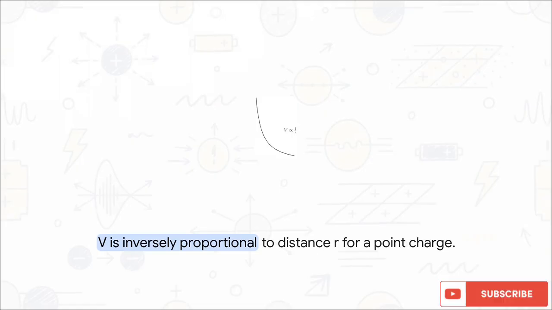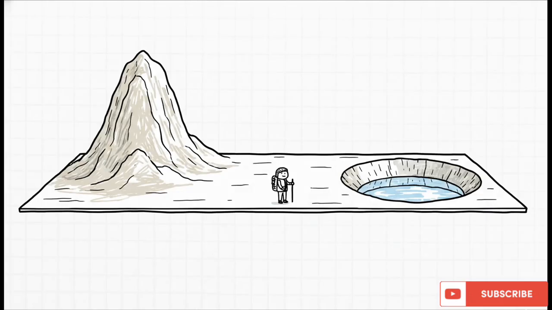And because V is inversely proportional to the distance r, that potential naturally drops off as you move further away. It starts as this really steep hill right near the charge, but as you move outward, the slope just gradually flattens out towards zero. Now throw a dipole into the mix, a positive and negative charge sitting a tiny bit apart, and things get a bit more interesting.